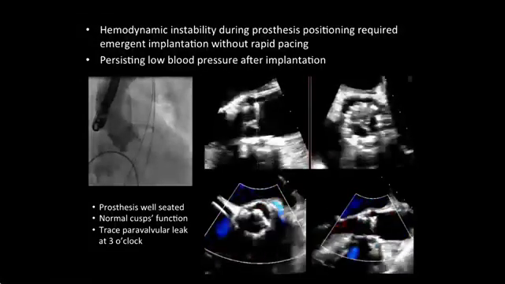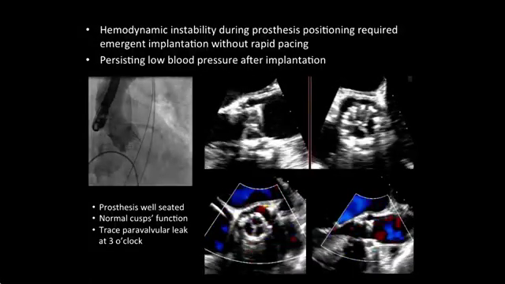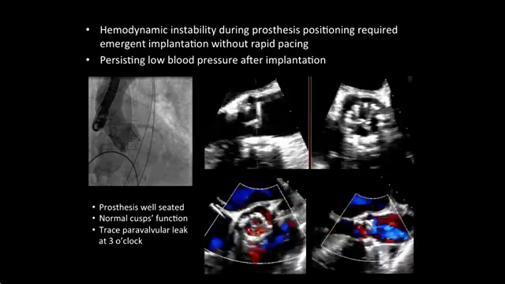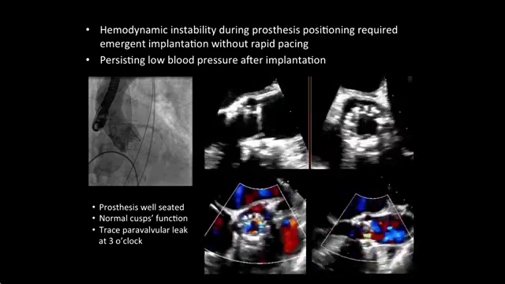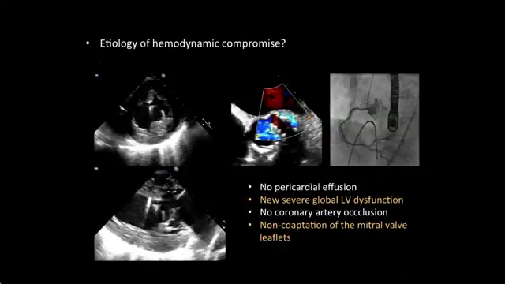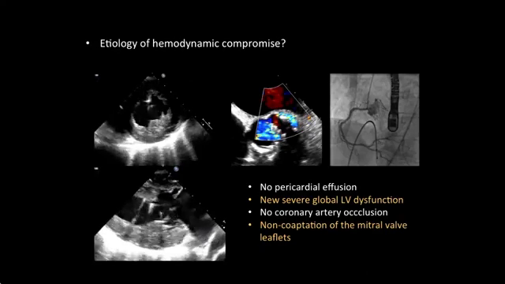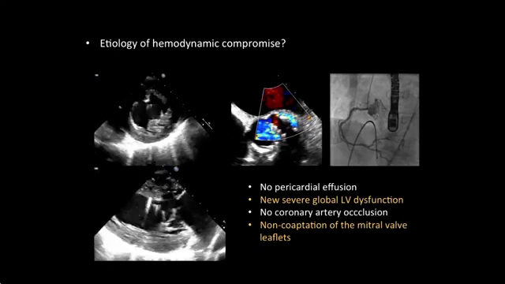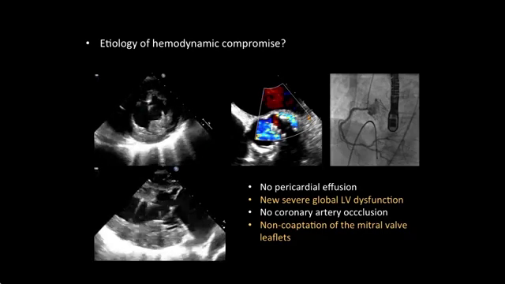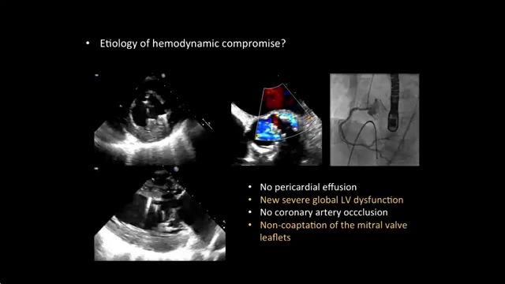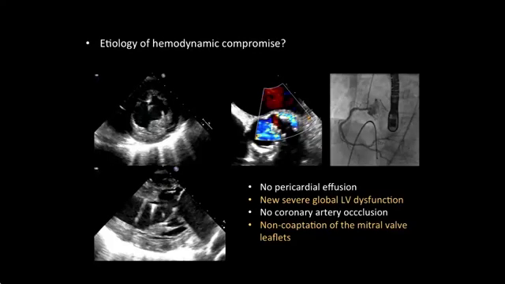The blood pressure remained low after implantation. An immediate echocardiogram revealed a well-seated prosthesis with normal cusp function and only trace paravalvular leak. A pericardial effusion was rapidly ruled out, but new severe global left ventricular systolic dysfunction was noted. We can notice that there was also complete loss of coaptation of the mitral leaflets on transgastric long axis view.